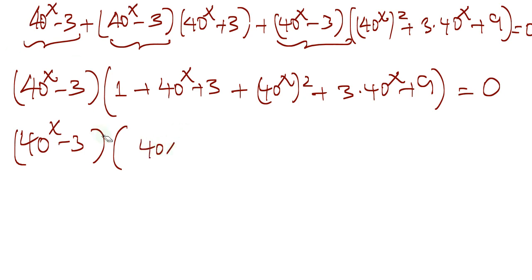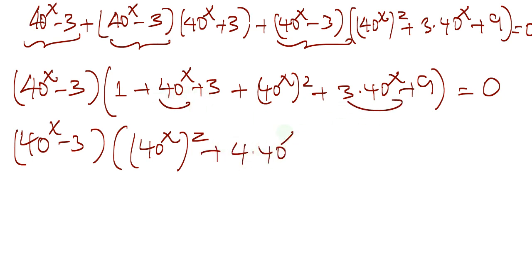Let me erase this. We have then 40 to the x, and this is to the power of 2. This one plus this one, we're going to have plus 4 times 40 to the x, and then plus 1, this is going to be 4, and then plus 9, this is going to be 13, and then this is equal to 0.